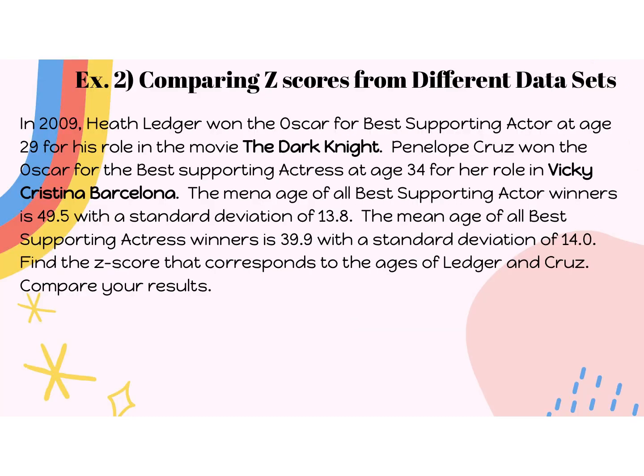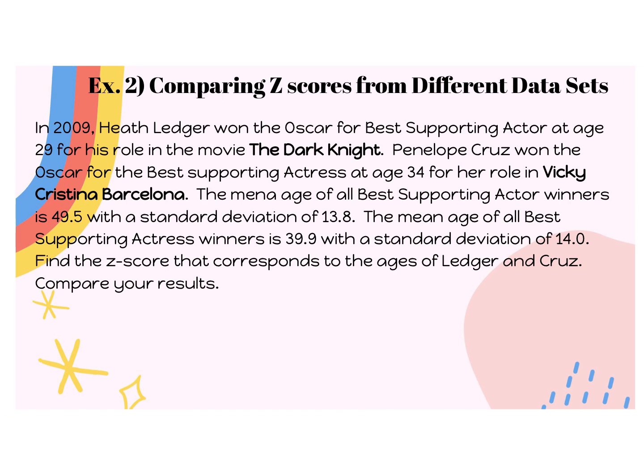So let's practice with that a little bit. In 2009, Heath Ledger won the Oscar for Best Supporting Actor at age 29 for his role in the movie Dark Knight. Penelope Cruz won the Oscar for Best Supporting Actress at age 34 for her role in Vicky Cristina Barcelona. The mean age of all Best Supporting Actor winners is 49.5, with a standard deviation of 13.8. The mean age of all Best Supporting Actress winners is 39.9, with a standard deviation of 14. Find the z-score that corresponds to the age of Ledger and Cruz and compare your results.